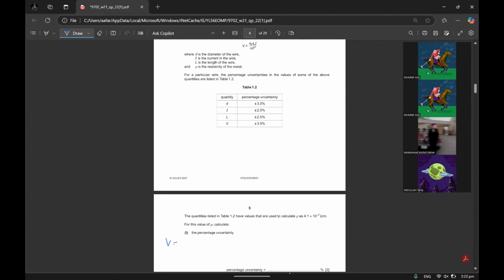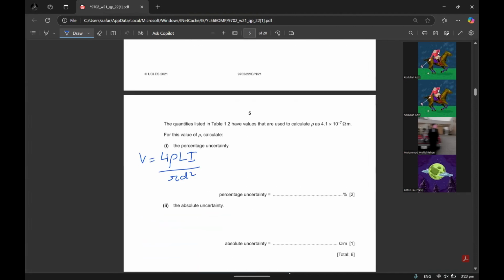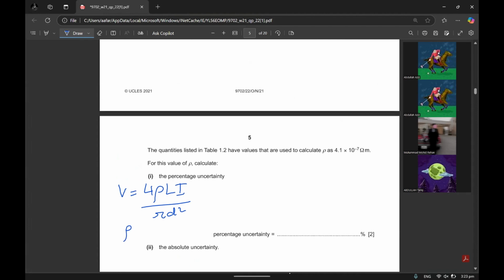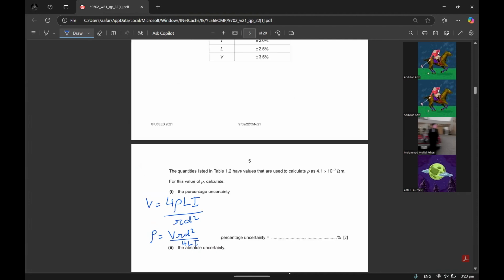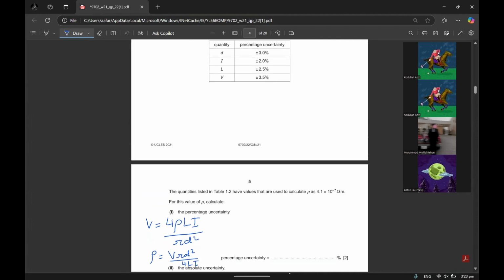Okay, so from this equation, we need to make rho, it's actually resistivity, the subject. So what we'll do is resistivity is equal to voltage into pi d square divided by 4 L I. Now we just put in the percentage uncertainties. Resistivity for voltage has a percentage uncertainty of 3.5. Pi is a constant, so we will not consider that.